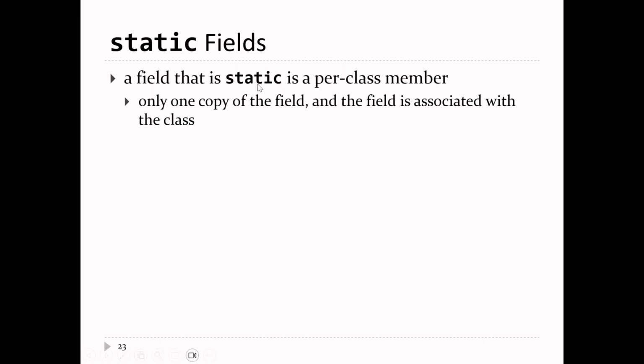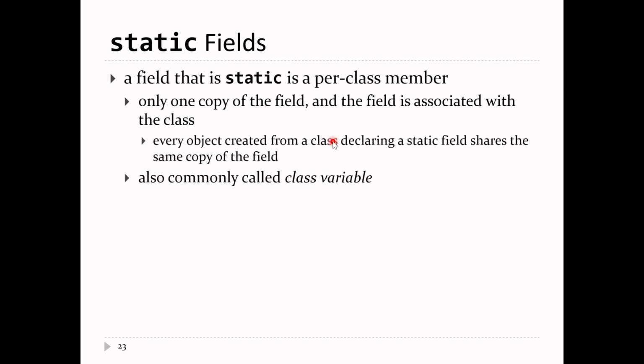Right? A static field is a field, so it's a variable, right? That's static. Right? The fact that it's static means it belongs to the class and it doesn't belong to any particular object. What that means is that there's only one copy of the field. Right? So remember, for non-static fields, every object gets their own copy of that field. For static fields, the individual objects do not get a copy of that field. Right? So every object that's created using the class ends up sharing the exact same copy of the field.